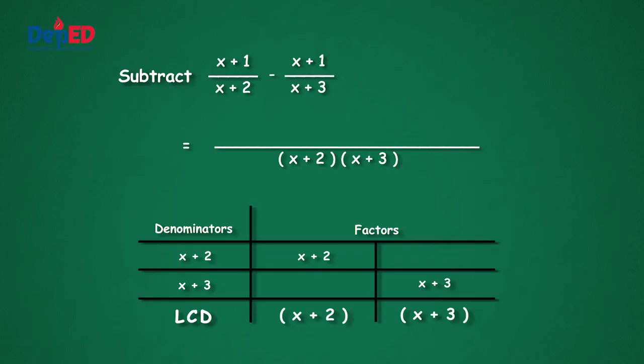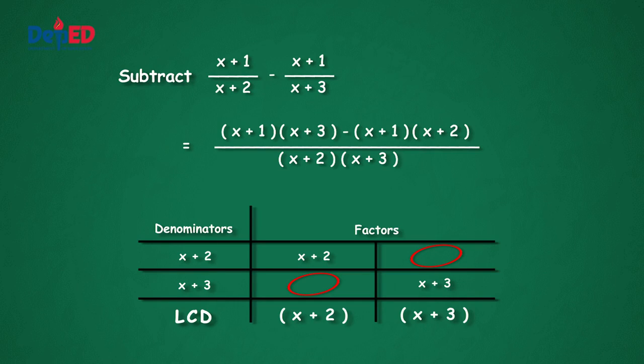Next, what will we multiply to the first numerator? Observe that the row of its denominator is missing x plus 3. So we will have the quantity x plus 1 times the quantity x plus 3. Then we write the subtraction sign and the next numerator, the quantity x plus 1. Which expression will we multiply to this? The missing factor, which is x plus 2.